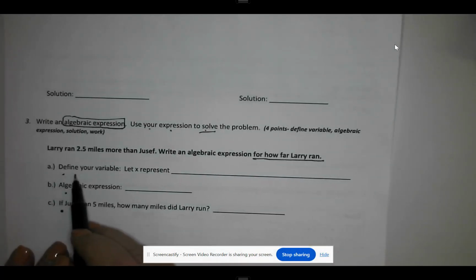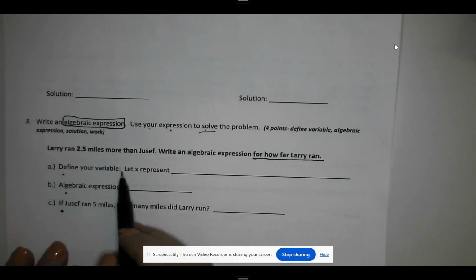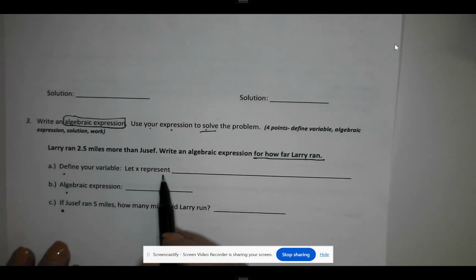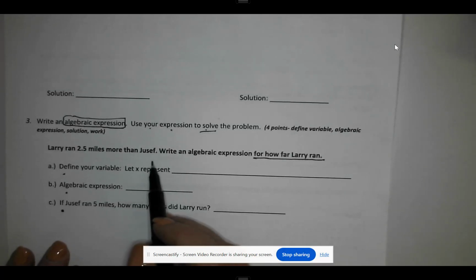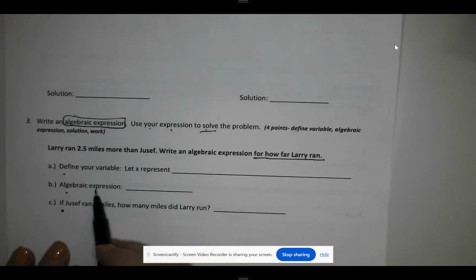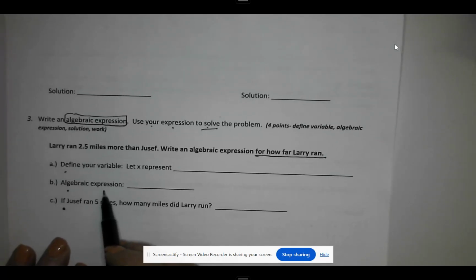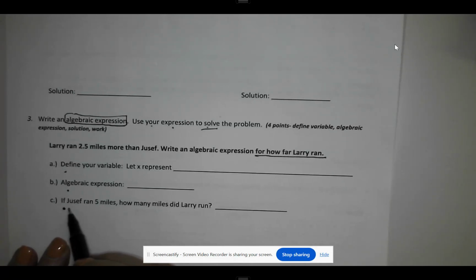A says define your variable. That means let X represent some part of either how far Larry ran or how far Joseph ran. Write the algebraic expression, but your algebraic expression must help you solve the problem. If Joseph ran 5 miles, how many miles did Larry run?